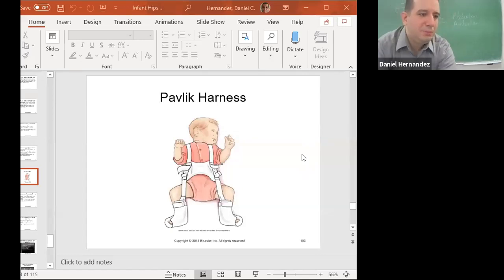So this is the harness that they typically put these babies in, that they'll come to you in if they have a known history of dysplasia. This is called a Pavlik harness. It's important, when you have these patients as outpatients, that you make sure the script says whether they want the test done in or out of the harness. The doctors will specify. So don't just assume, verify with the doctors whether or not they want the test in the harness or out of the harness.